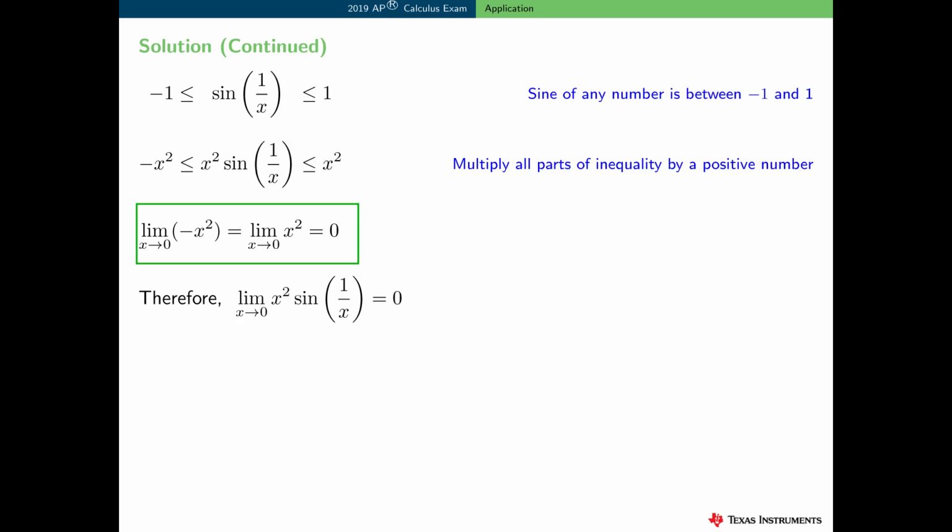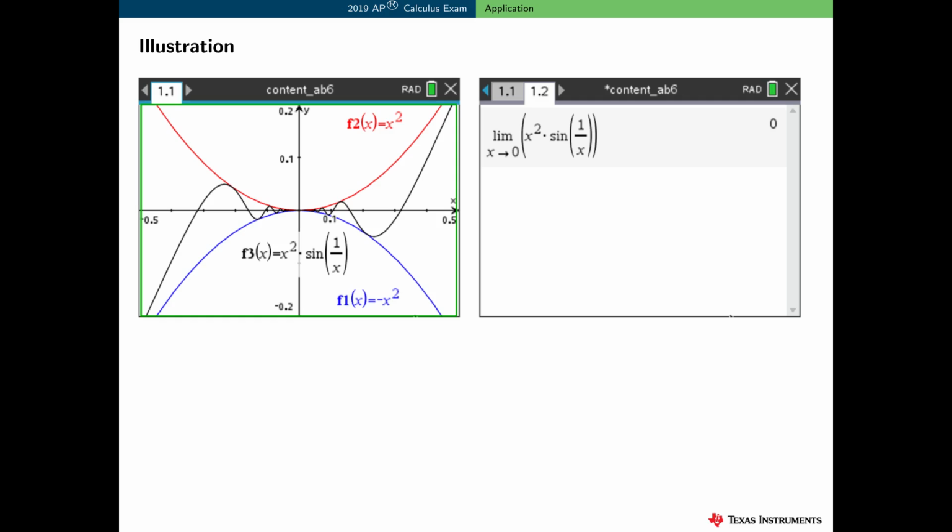Now, I have the original function bounded near 0. And I can find the two outer limits easily by direct substitution. Therefore, by the squeeze theorem, the limit as x goes to 0 of x squared sine of 1 over x is equal to 0. Here is some confirmation of this result using technology.